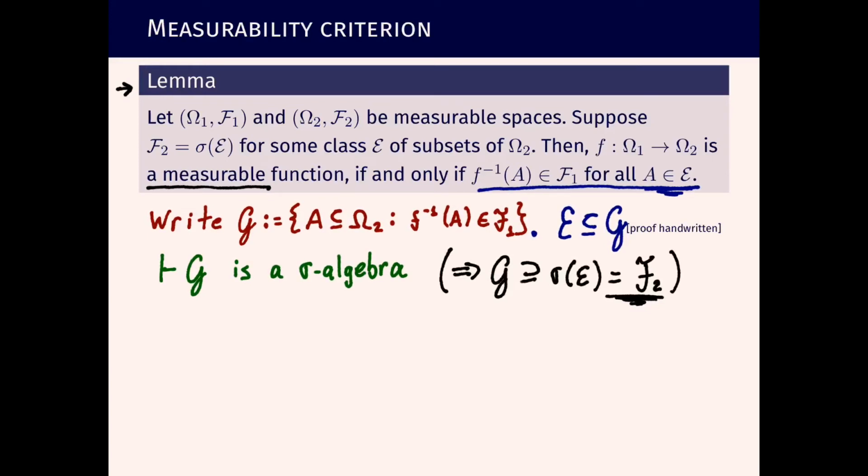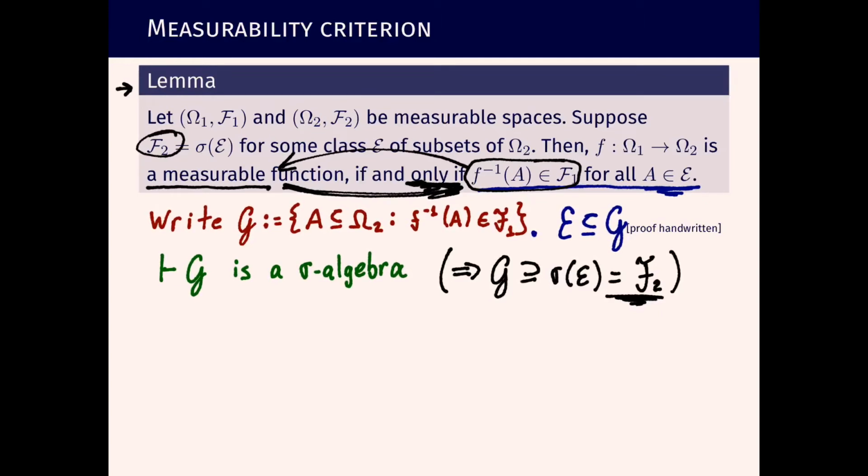Of course, we want to prove this implication, the if part of the lemma. The only if part is immediate. If the function is measurable, then the pre-image of every set in F2 has to be in F1. So this direct implication is trivial.